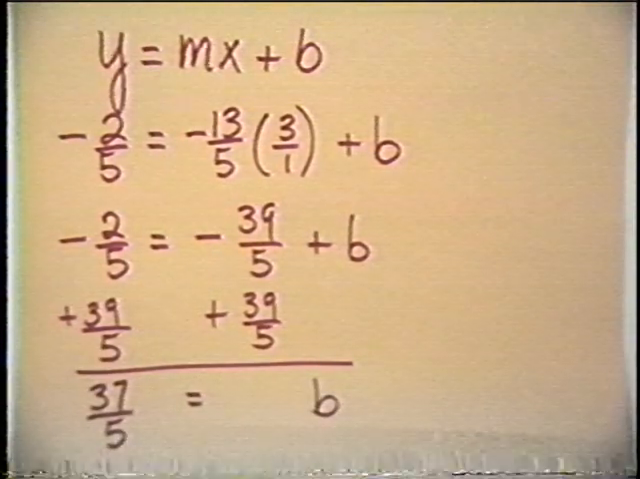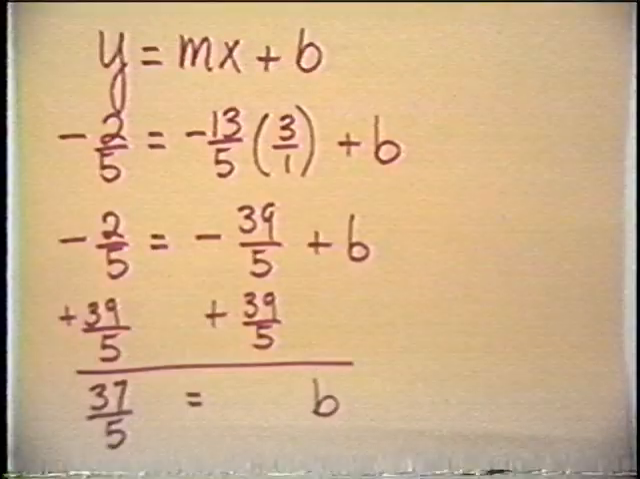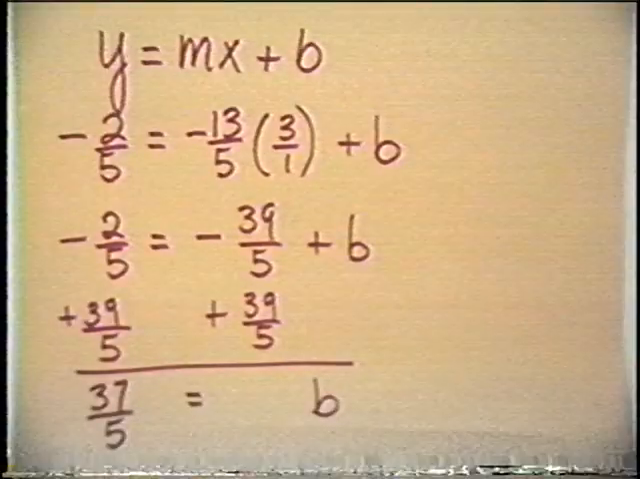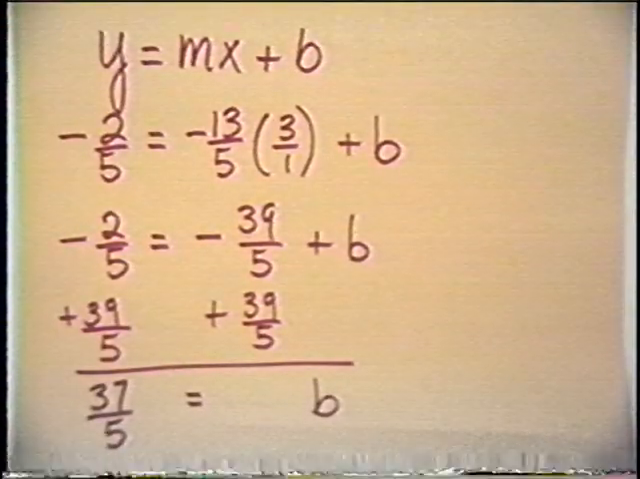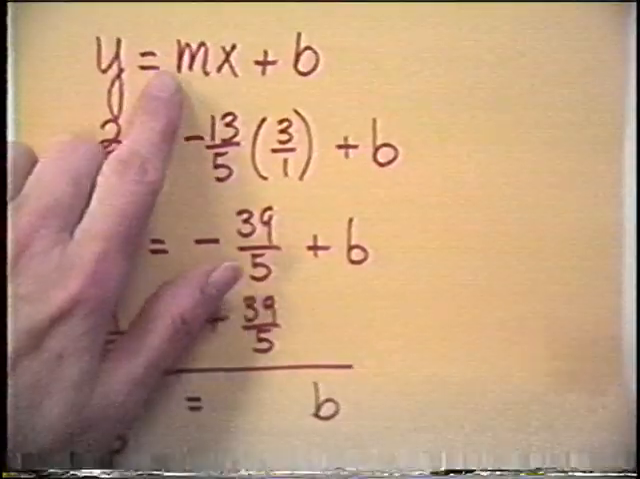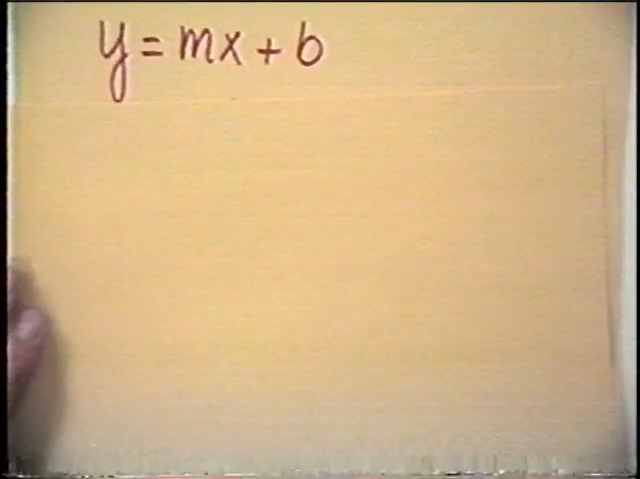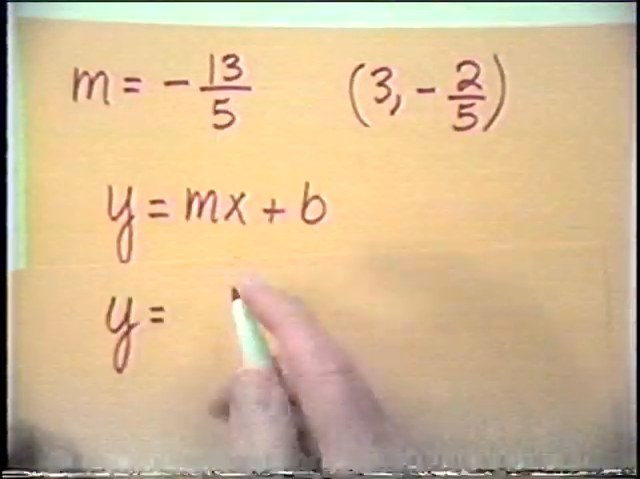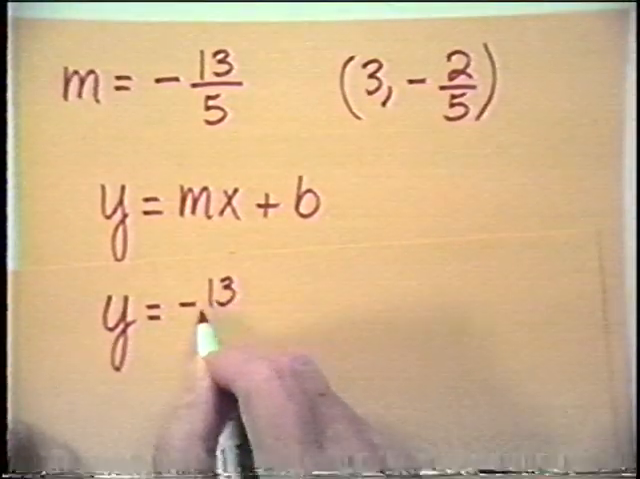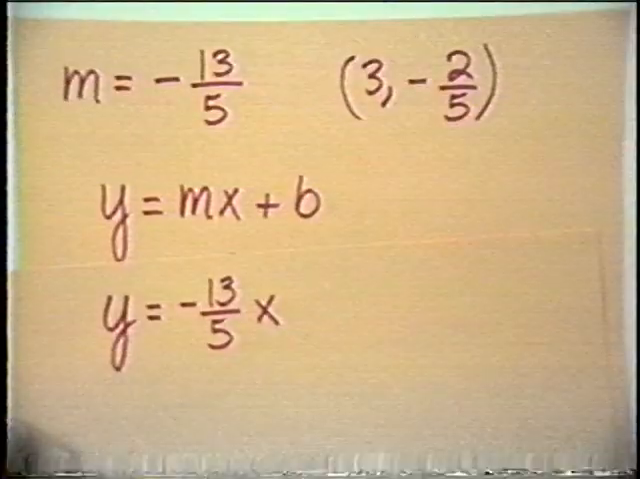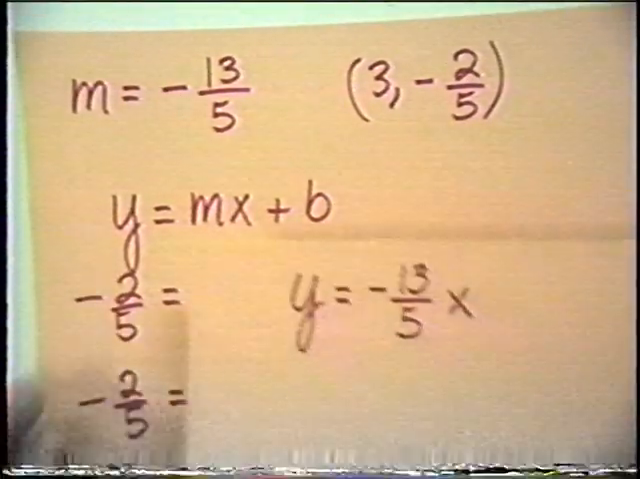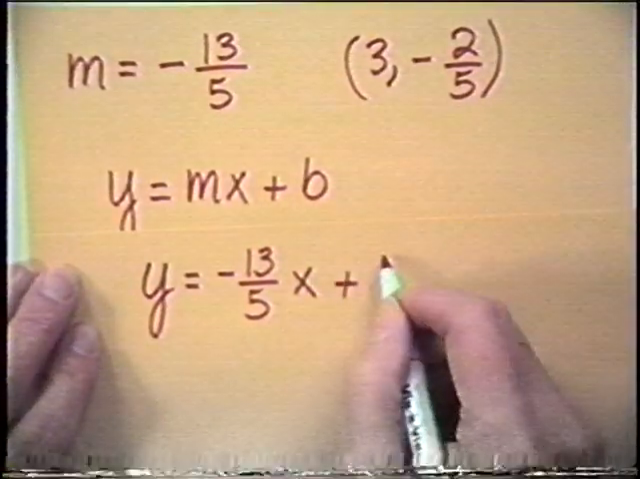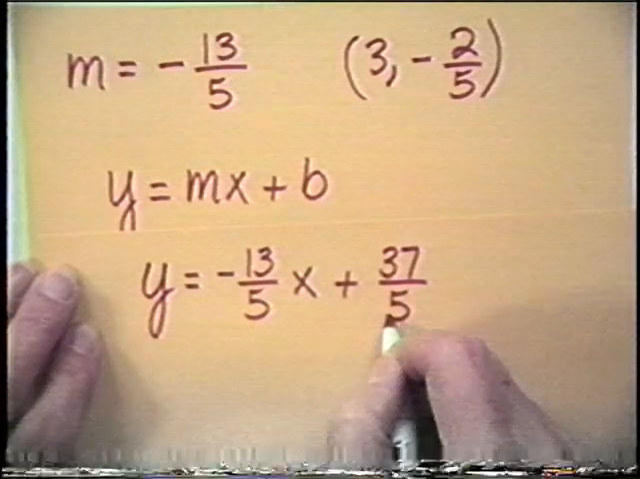Now we'd go back into that same equation and substitute in our 37/5 for b and our negative 13/5 for m. So we're going to go back into this equation, and we'd have y equals, and m is a negative 13/5. And b we just found is positive 37/5. Right?